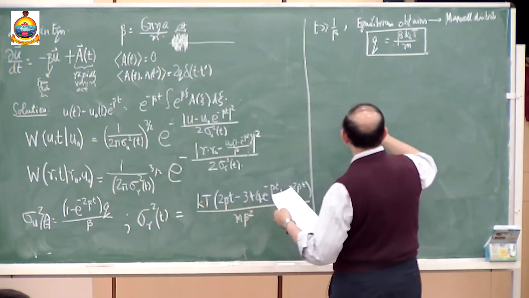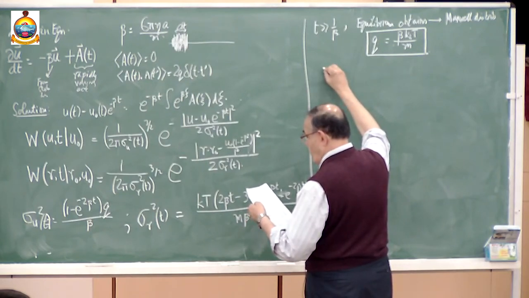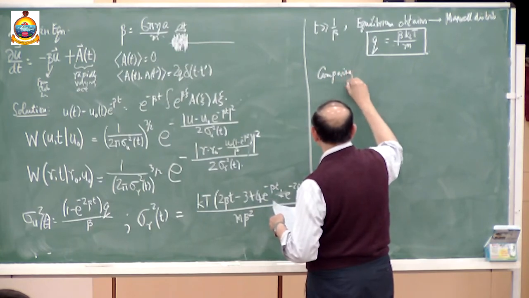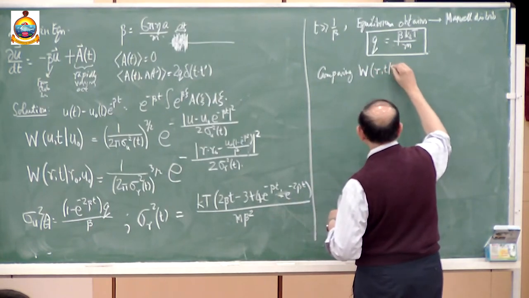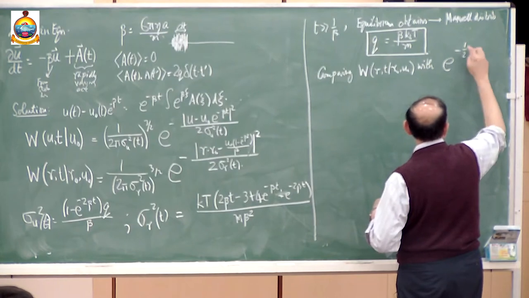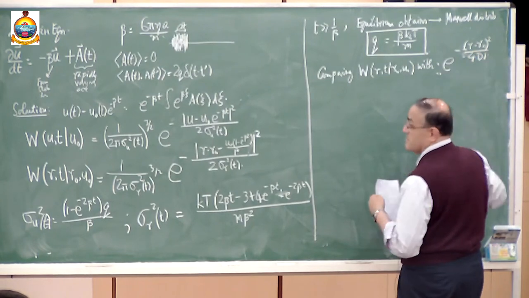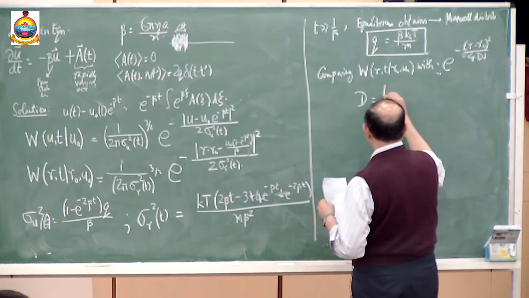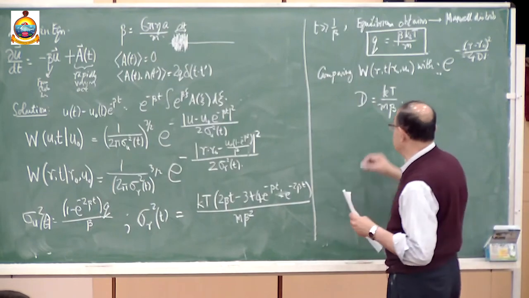Okay. So, again, what we'll say is that comparing W of R, t, with e to the minus half, R minus R naught squared over 4 D t, that form with something, we see that D is related to our parameters through kT by m beta. So this is the second relation that I'll put up, which I'll put in a square.